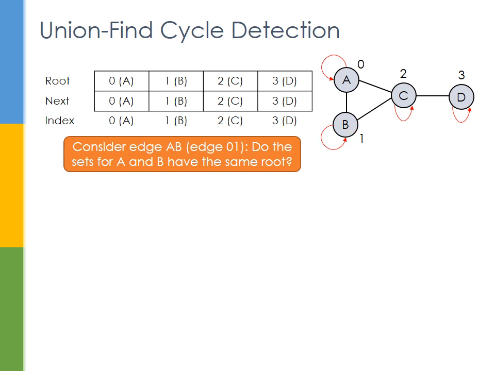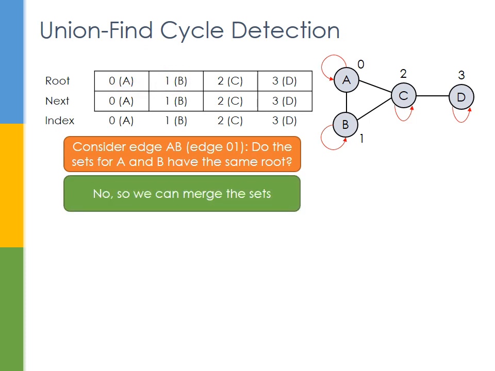So now what we need to do is look at these two sets, and determine whether they have the same root. So in other words, we are looking at sets A and B over here and looking at their roots to see whether those roots are the same. Well, of course, they aren't. Set A has a root of 0 and set B has a root of 1. So because the answer to that question is no, we then need to merge the sets.